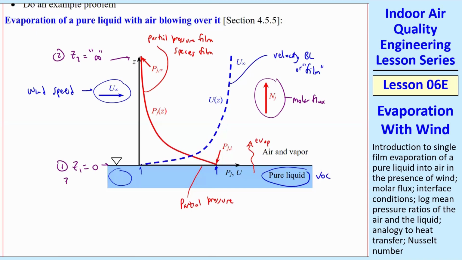We'll also call this ZI in some of the notes, since it's the interface. And as always, diffusion goes from a high concentration to a low concentration. So we have the species moving with this NJ out, evaporating, just like we talked about before.